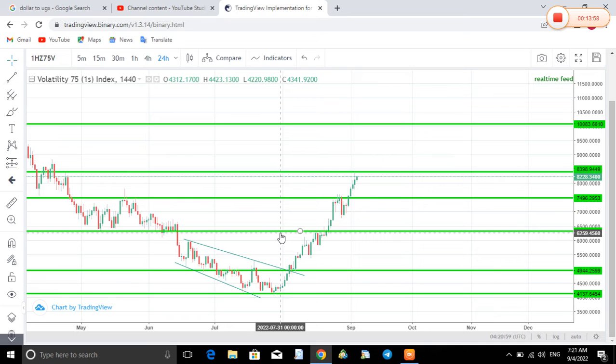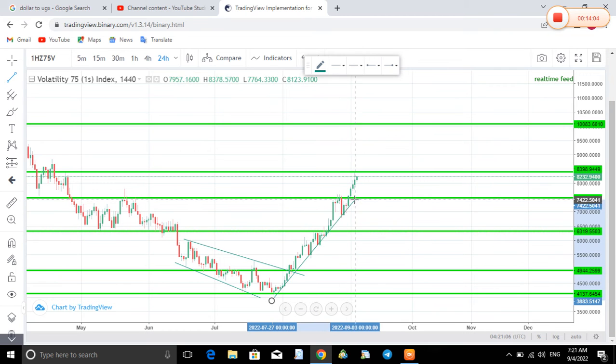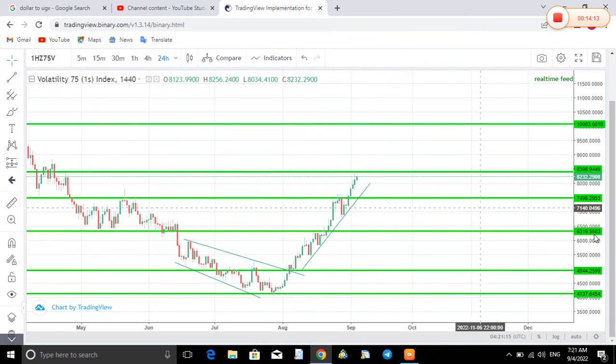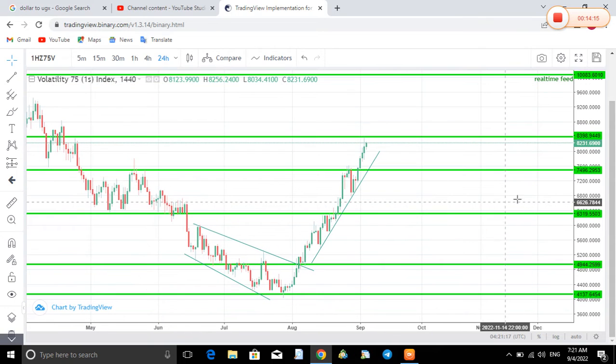Now if I try connecting my support trend line, let me take this. So this is our support trend line.